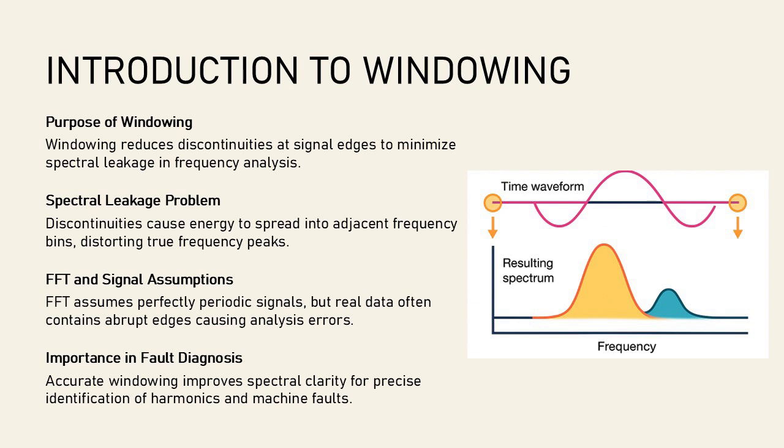These discontinuities lead to a phenomenon called spectral leakage, where energy from a single frequency spreads into adjacent frequency bands, distorting the spectrum and making it difficult to identify true peaks. Windowing solves this problem by applying a mathematical function to the time record that tapers its ends towards zero amplitude, reducing the abrupt transitions and minimizing leakage. This process ensures that the FFT output more accurately represents the actual frequency content of the signal.